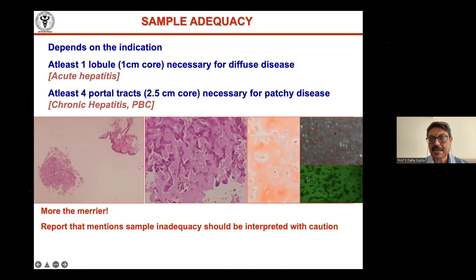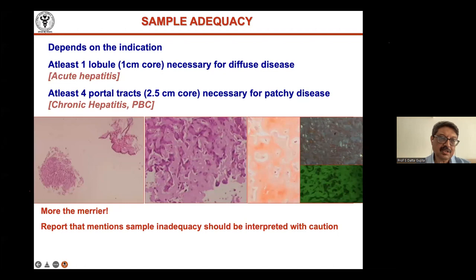And this is thioflavin T, which gives a fluorescence with the amyloid. In fact, it was 2 or 3 millimeters in size. This was more than enough to make a diagnosis. But generally, for most indications, you require a good core, or at least 4 to 5 portal tracts.